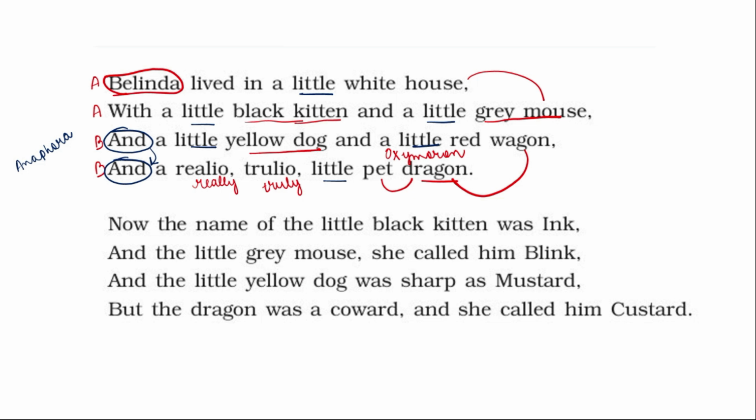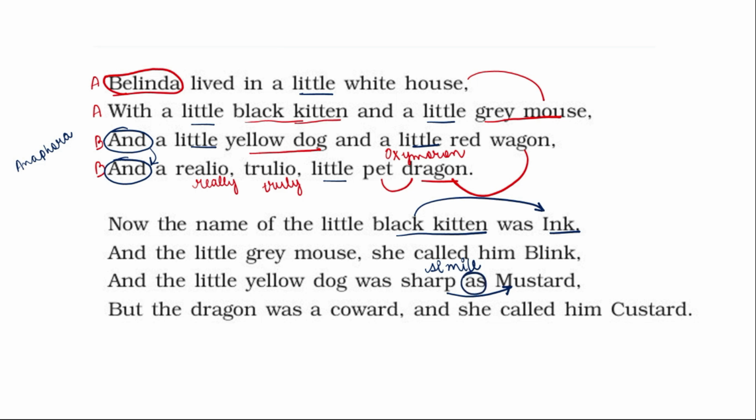So the little black kitten is called Ink because black as an ink. And the little grey mouse, she called him Blink. And the little yellow dog was sharp as mustard. So here simile is used, where the yellow dog is said to be as sharp as a mustard.